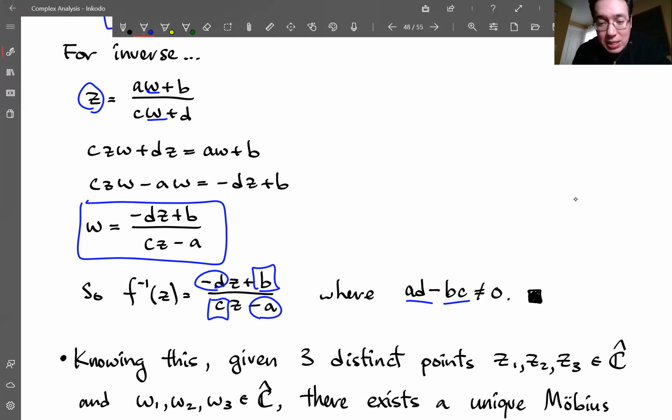So this also guarantees that if the inverse exists, then we have a one-to-one correspondence.